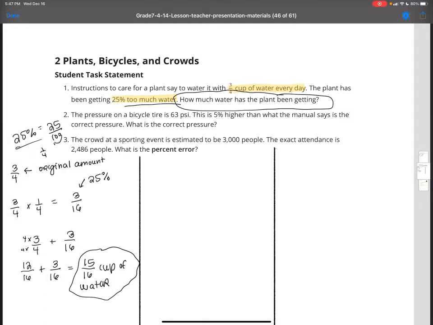So all percents go over 100, but it's 5% higher. So this is surpassing the original amount of the percent, which would be 105%, okay? Because it's going over the original amount, and we don't know the original amount, so I'm going to put an X. All right? And then it's going to be 63, because 63 is 105% comparing it to the original amount. The reason why I put an X is that X is the correct pressure.